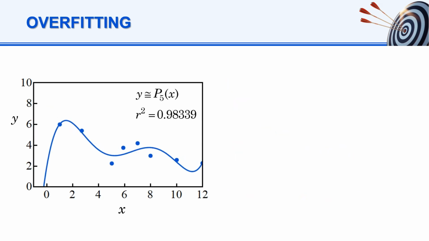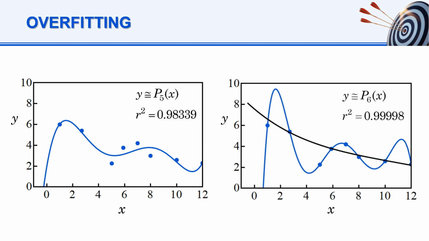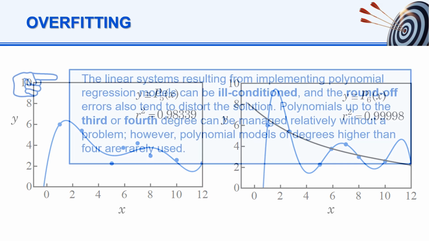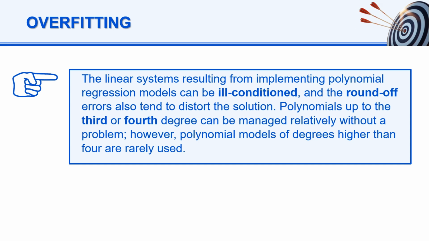For the fifth and sixth degree polynomial models, we achieve higher r-squared values, but the polynomial starts to depict oscillating behavior like the Runge's phenomenon. The linear systems resulting from implementing polynomial regression models can be ill-conditioned, and the round-off errors also tend to distort the solution. Polynomials up to the third or fourth degree can be managed relatively without a problem. However, polynomial models of degrees higher than 4 are rarely used.